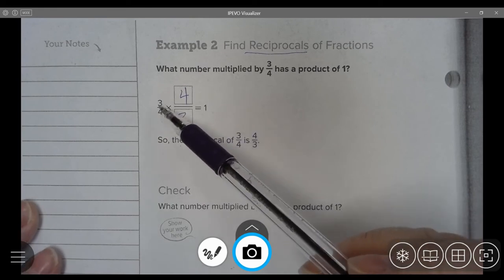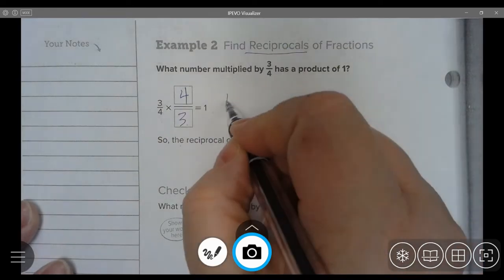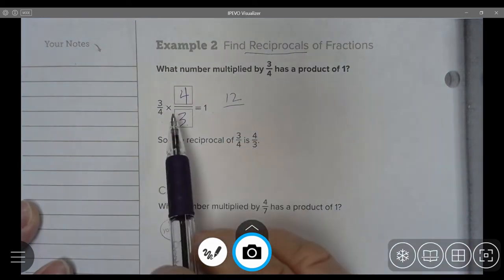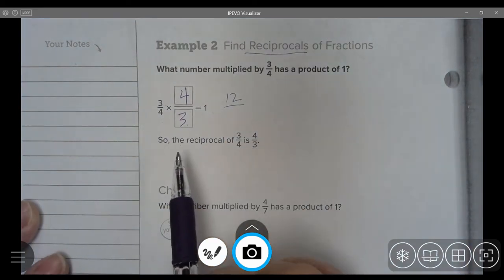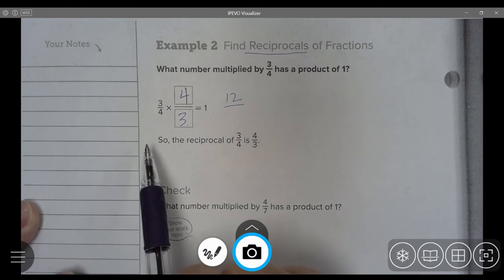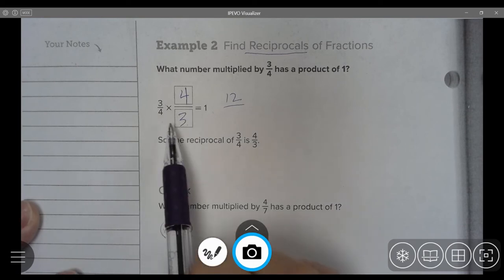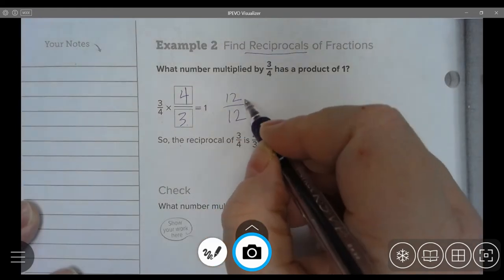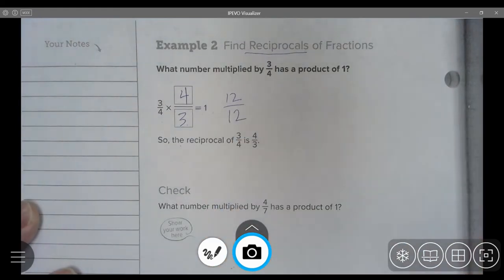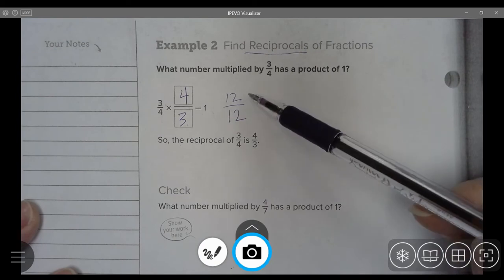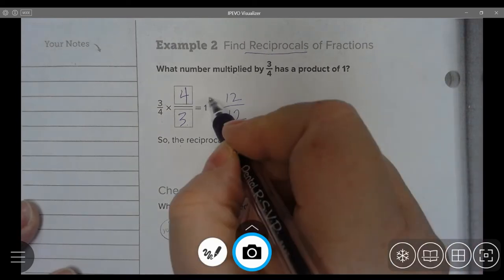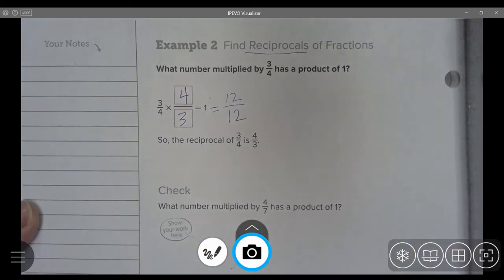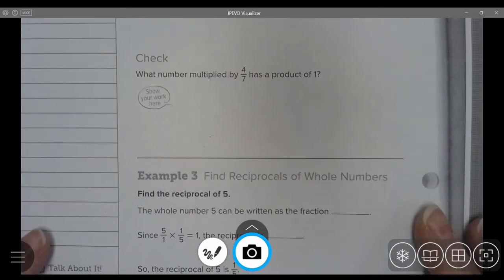And when you multiply those together, you create 1. Because think about this, 3 times 4 is 12. Because with multiplying fractions, you multiply numerator times numerator and denominator times denominator. So 4 times 3, 12. And remember, when we have a number that is the same for the numerator and the denominator, it equals the whole number 1. Here's our check.